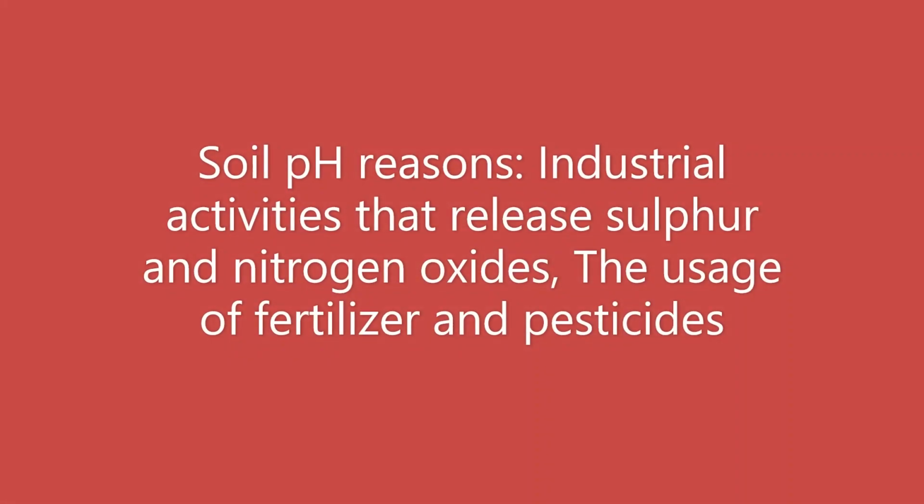Based on the result of the experiment that I have conducted, the pH of soil at my house area is acidic. Usually, clay soil is alkaline, but as far as I know, the pH of soil can change due to several reasons. One of the reasons is human activities. Human activities such as industrial activities that release sulfur and nitrogen oxide can cause acid rain, which will affect the pH of the soil. Other than that, the usage of fertilizer and pesticide also affects the pH of soil.